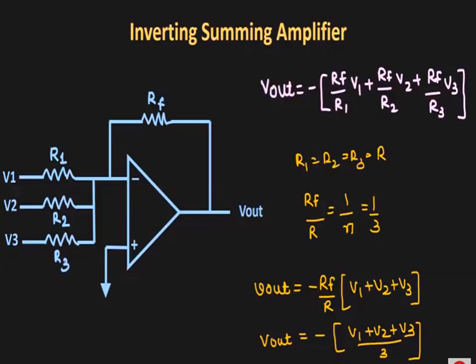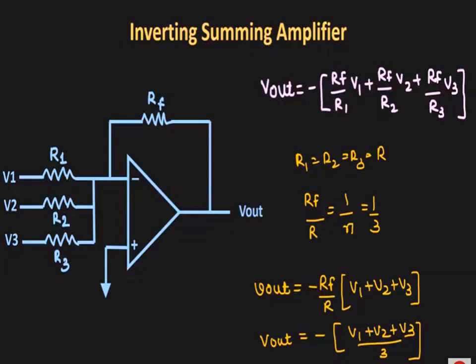R1, R2, R3 are all the same, but RF is different. So I'm giving RF by R equal to 1 by N, where N is the number of inputs. How many have I given here? I have given 3 input voltages, so I can write N as 1 by 3.